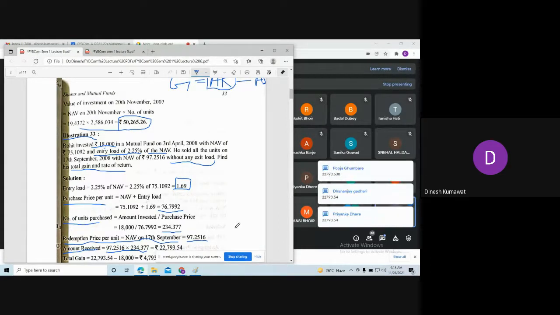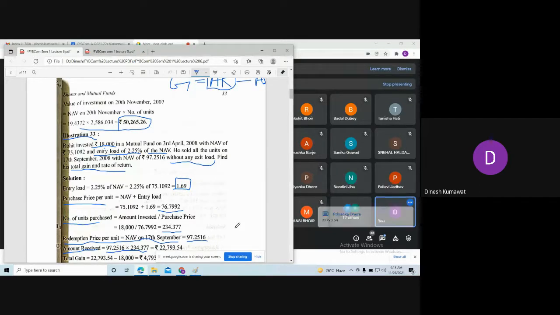So Pooja is getting 22,793.538. Okay, and others are rounding towards 4. So 22,793.54 after rounding. Okay, so this is all about our amount received and we already know the amount invested. So please do this subtraction and let me know your answer for total gain.